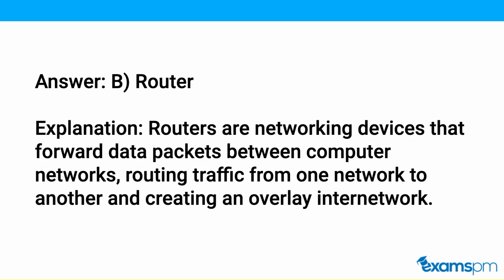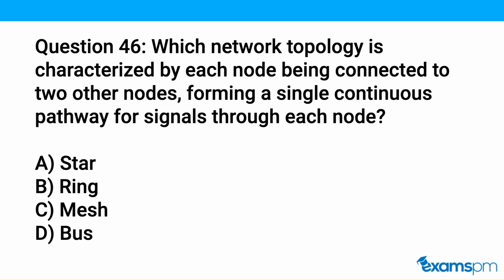Answer: B. Router. Explanation: routers are networking devices that forward data packets between computer networks, routing traffic from one network to another and creating an overlay internetwork. Question 46. Which network topology is characterized by each node being connected to two other nodes, forming a single continuous pathway for signals through each node? A. Star. B. Ring. C. Mesh. D. Bus.